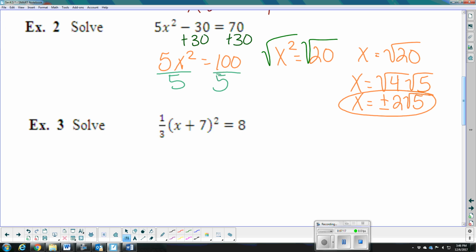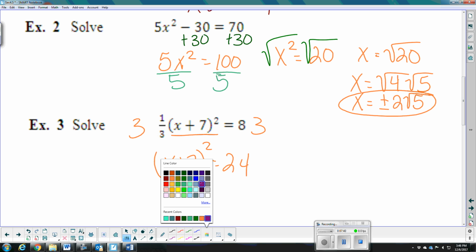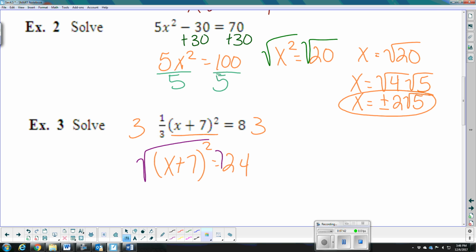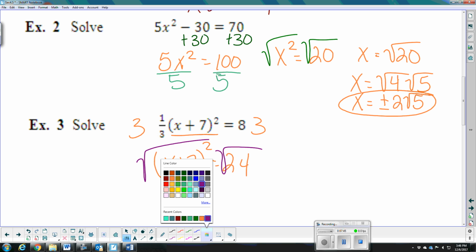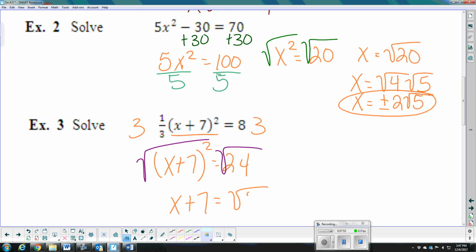All right, let's now finally look at the third one. We want to isolate our squared term, so we're going to do that by multiplying by 3 on both sides. So we get x plus 7 squared equals 24. Now we can take the square root of each side, and we get x plus 7 equals the square root of 24.